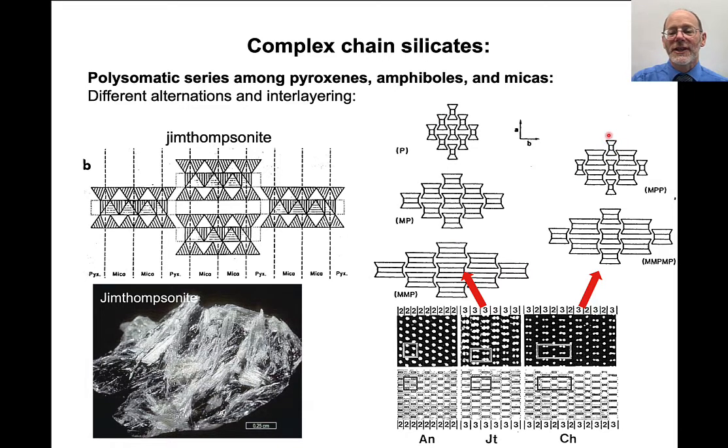And then we can regularly interstratify these. So here, for example, is a pyroxene interlayered with an amphibole. Here is an amphibole interlayered with this jimthompsonite. And this gives rise to a bunch of different minerals. This is called chesterite from Chester, Vermont. Here is a close-up view of the jimthompsonite, 1, 2, 3 chains. And here's an image of what jimthompsonite looks like.